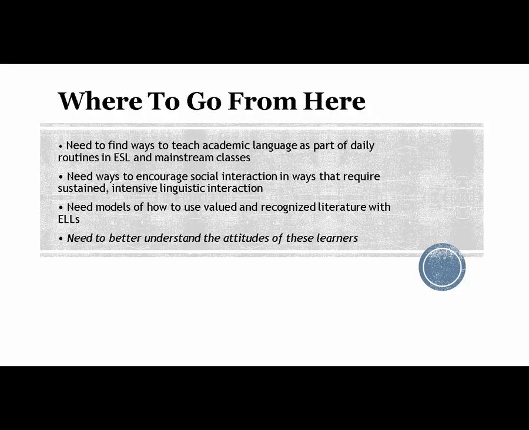We need to think about how these strategies to promote reading and writing proficiency, particularly in informative writing, increase students' abilities to articulate their knowledge through writing. So we need to find new ways to teach academic language as part of our daily routines. And we need to find and encourage social interaction in ways that require sustained efforts when it comes to intensive linguistic interactions. And we need models of how to use valued and recognized literature for these English language learners. And all these things are necessary in terms of having gaps in the extant literature, requiring further research to this end.